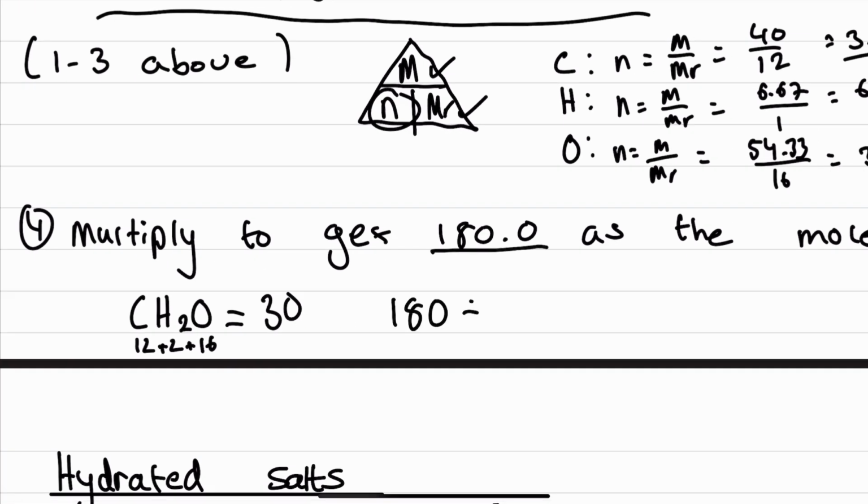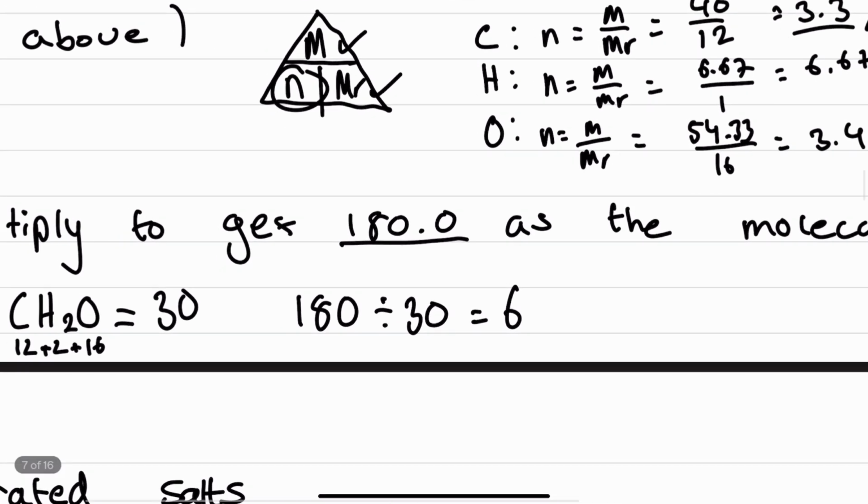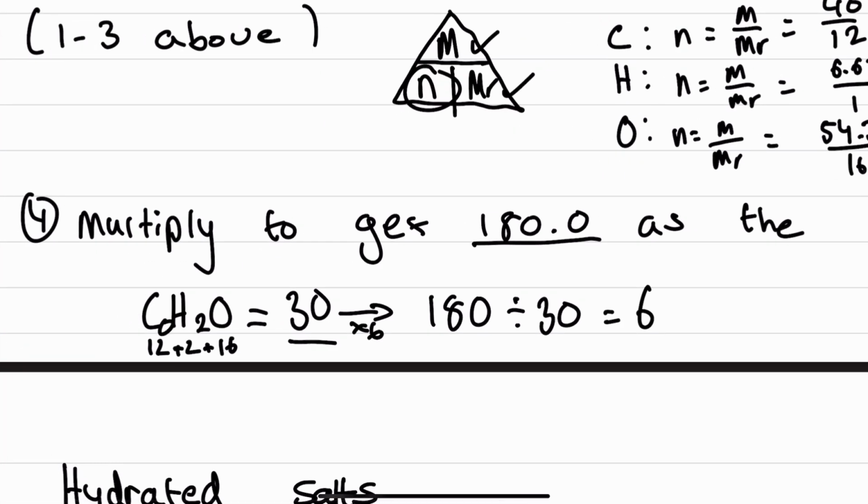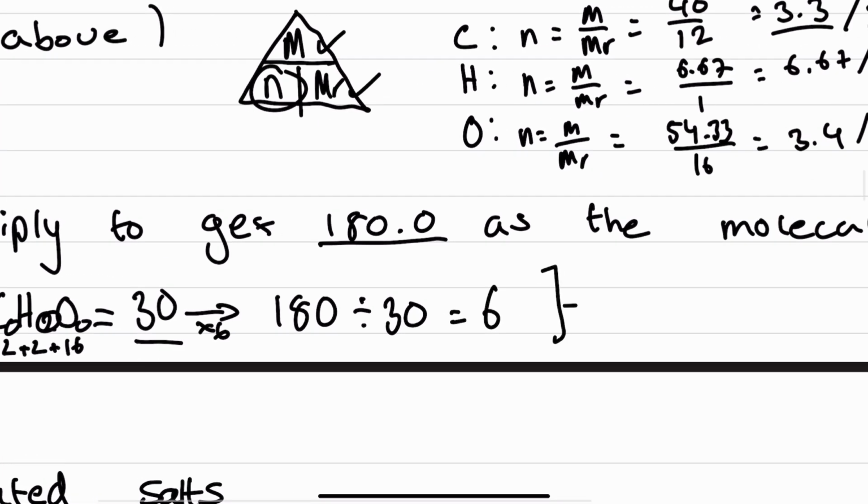Therefore, we have to do 180 divided by 30, which gives us 6. Sorry, I said 60, that was a mess up on my part. So this means that to get from 30 to 180, we multiply by 6. That also means that we multiply all of these small numbers here by 6, which means in the end, our compound is C6H12O6, and that is the answer.